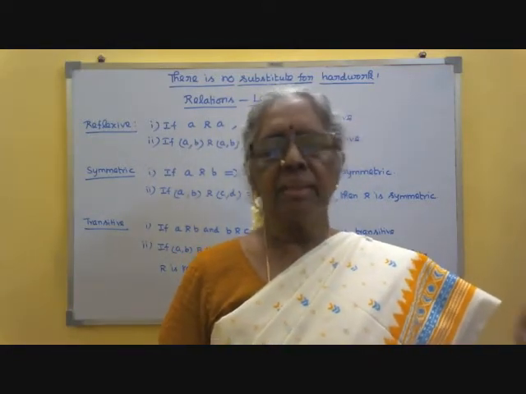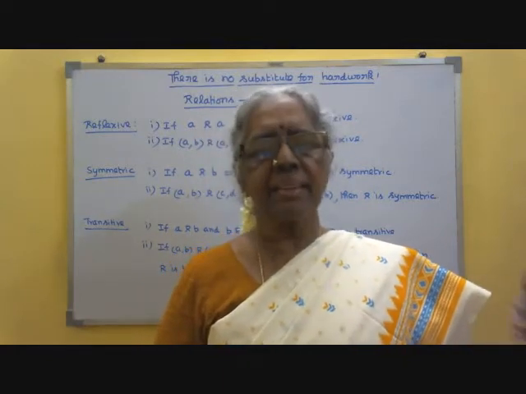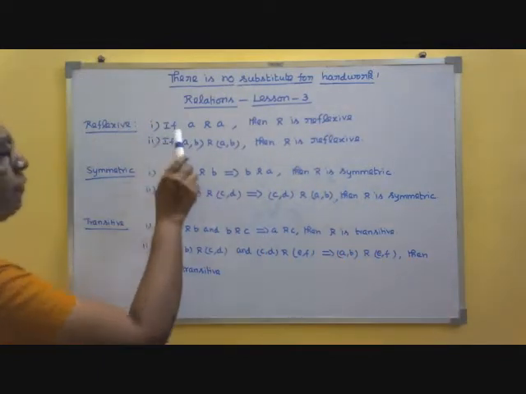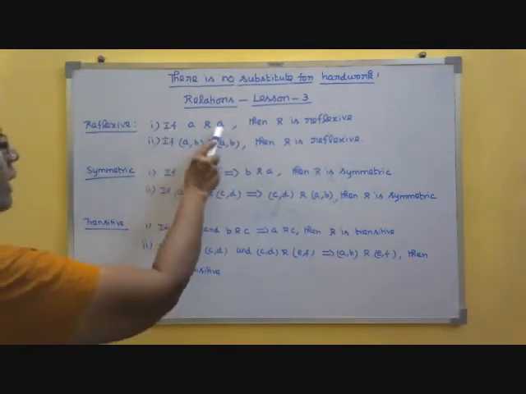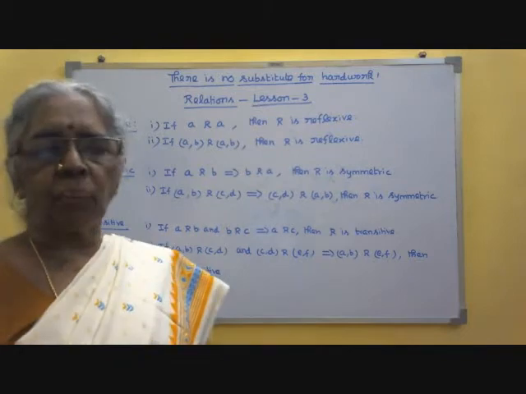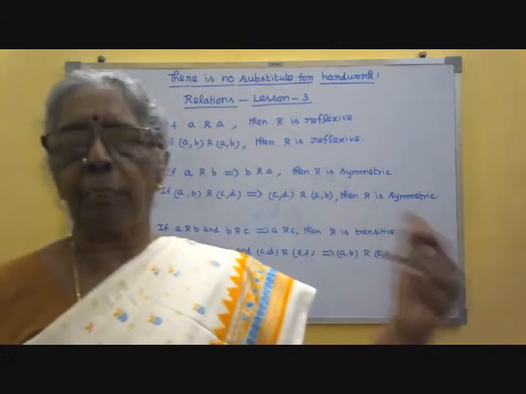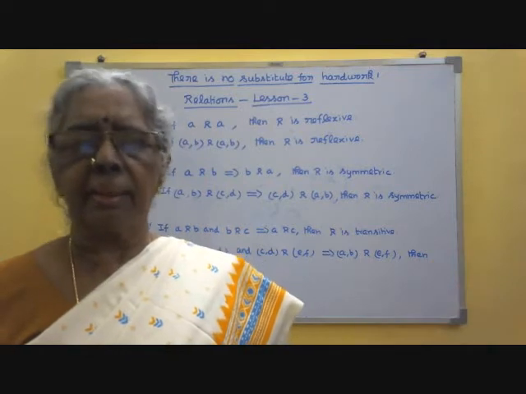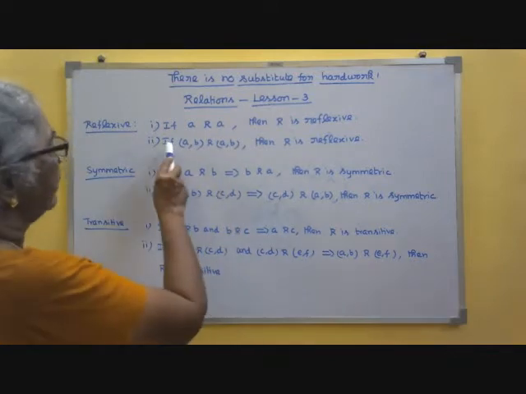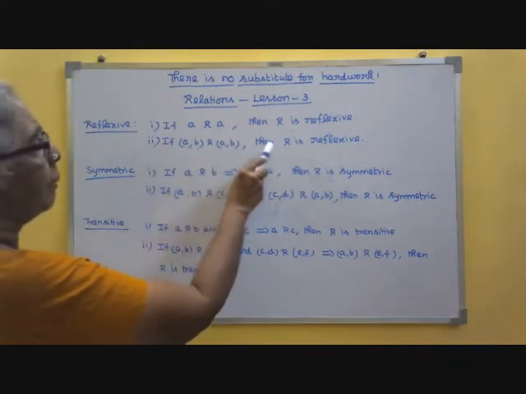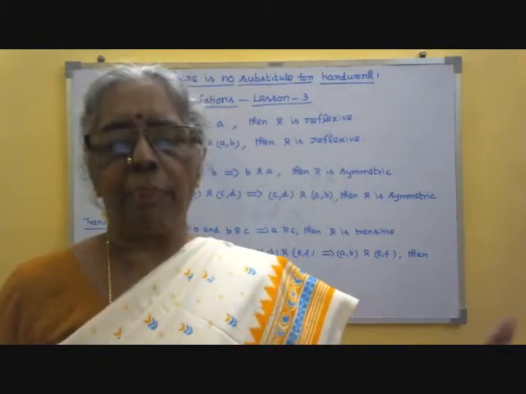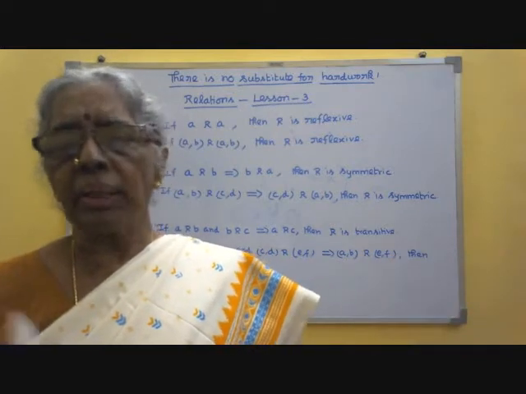for reflexive, symmetric and transitive if the element is a single one or if the element is an ordered pair, right? So, reflexive. If it is a single element, you write if A related to A, that is A is the element. If it is related to itself, then R is reflexive. You have to mention the set to which it belongs. It may be natural number, integer, real number or whatever they have given in the sum. If it is an ordered pair, you write if A comma B related to A comma B, then R is reflexive. Here the one element itself is an ordered pair A comma B. If it is related to itself, then R is reflexive.